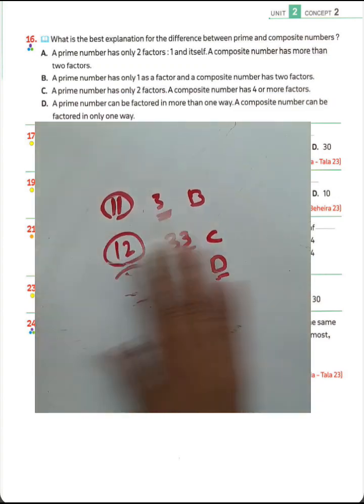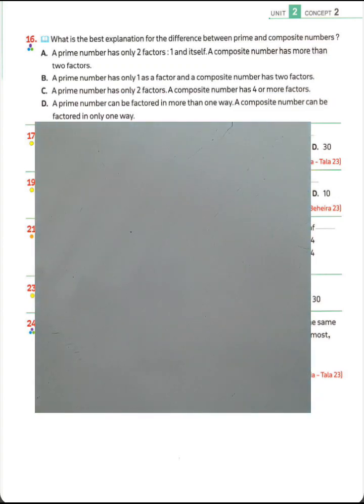Look with me at question 16 here and pay attention to this example. What is the best explanation for the difference between a prime and a composite number? Letter A. A prime number has only two factors, one and itself. A composite number has more than two factors. It's true. Choose letter A for question 16.